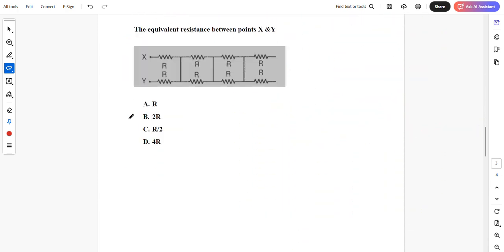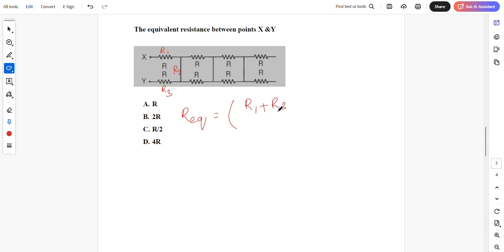Next problem. The equivalent resistance between points X and Y. Look here, how much is R1? Let us take R1 as R. This is R2 and this is R3, right? This is R3 again. This can be done by two methods, but let us do by formula method first.